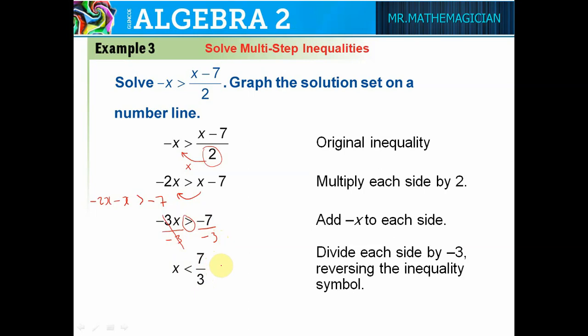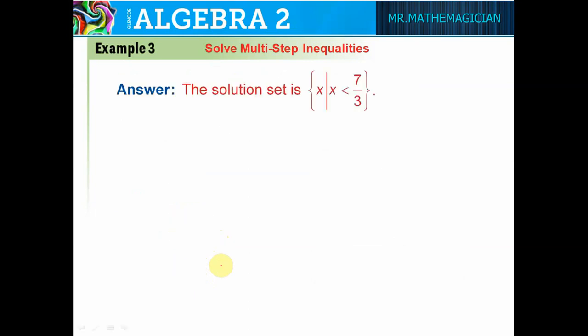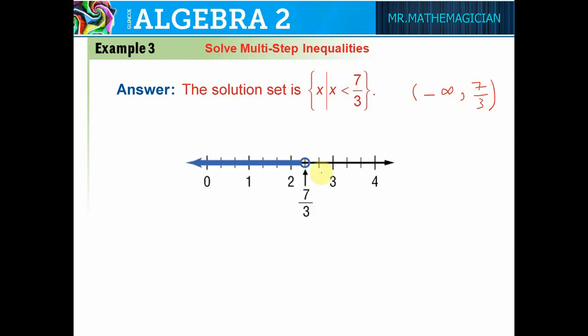So this is the solution. We can say that the solution set is x such that x is smaller than 7 over 3, or we can say from negative infinity till we reach 7 over 3, open. Also we can graph it this way, just to locate 7 over 3. Of course 7 over 3 lies between 2 and 3. Why is that? Because 2 is like 6 over 3, and 3 is like 9 over 3. So 7 over 3 lies between 6 over 3 and 9 over 3, which is 2 and 3.